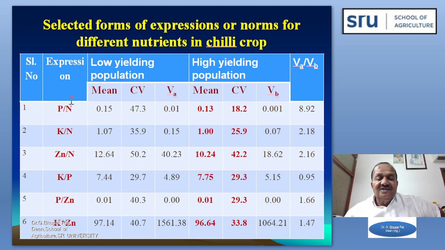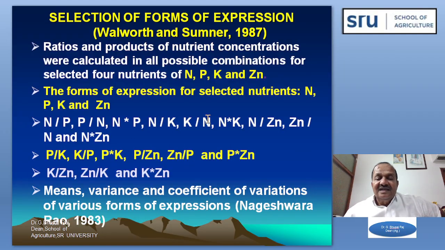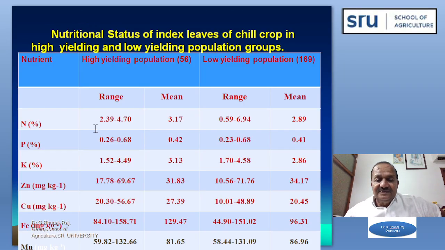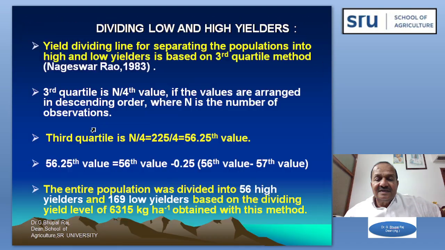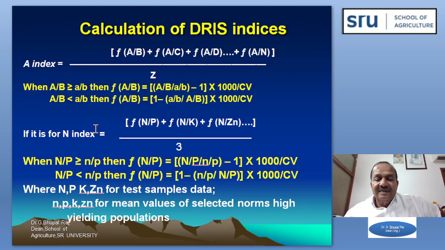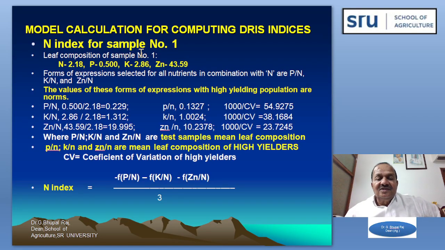Here you see, these are the selected forms of expression I have shown: P by N, K by N, and zinc by N. The values of these ratios, the selected expressions, for the high yielding populations with respect to these ratios are called DRIS norms.